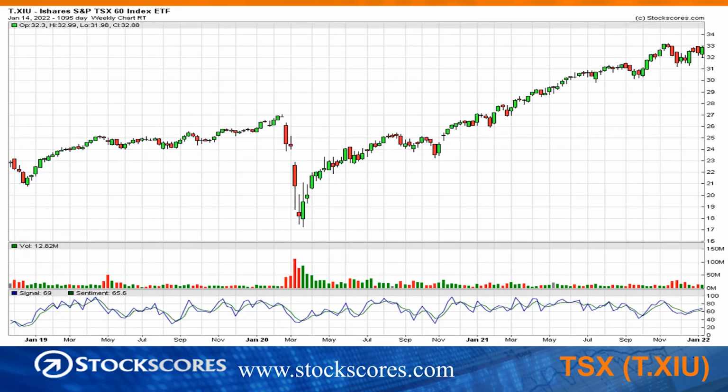On the longer term chart, much like the S&P 500, just holding that upward trend line, and so it's still bullish in the long term.